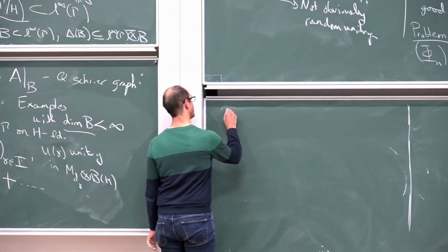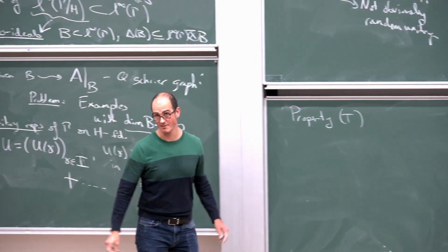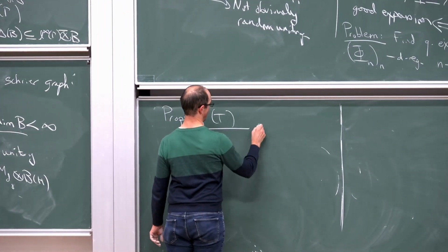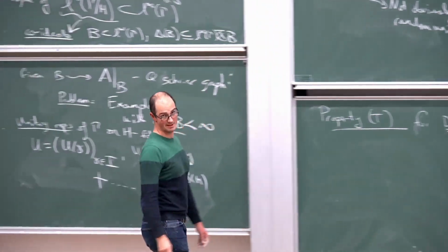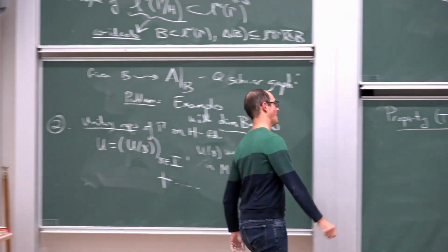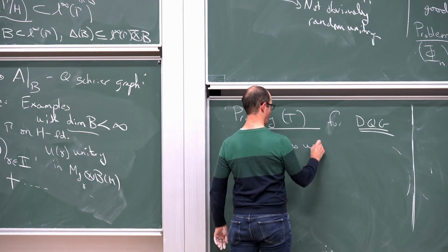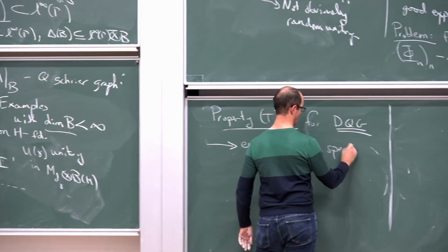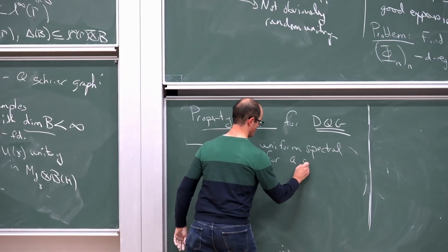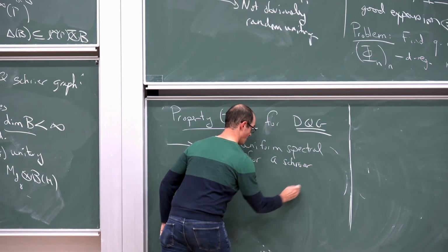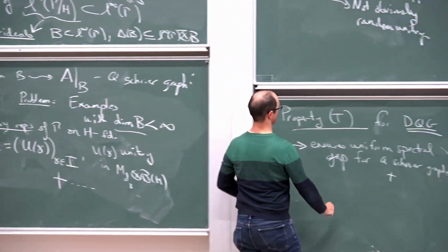Property T is a representation theoretic rigidity result for discrete quantum groups. This is actually a theory that works perfectly well, and this ensures uniform spectral gap for channels for quantum Schreier graphs. And this sort of construction, and construction too.